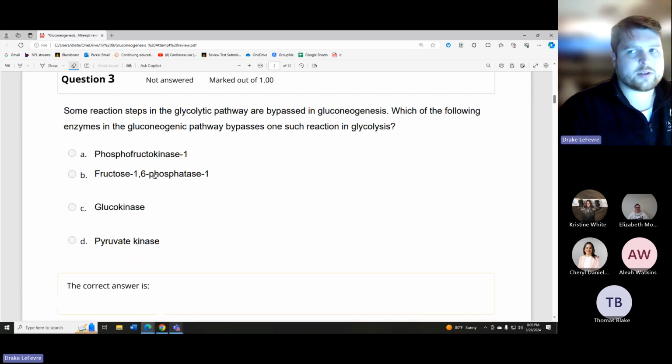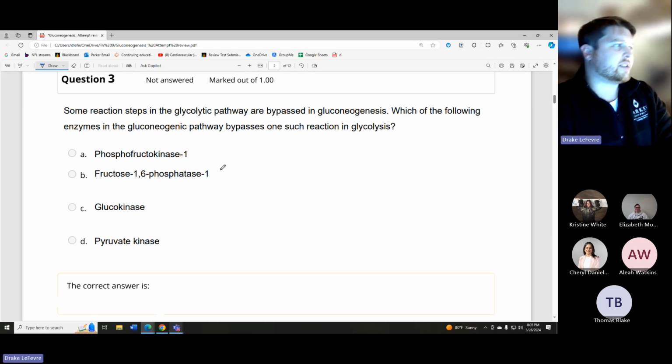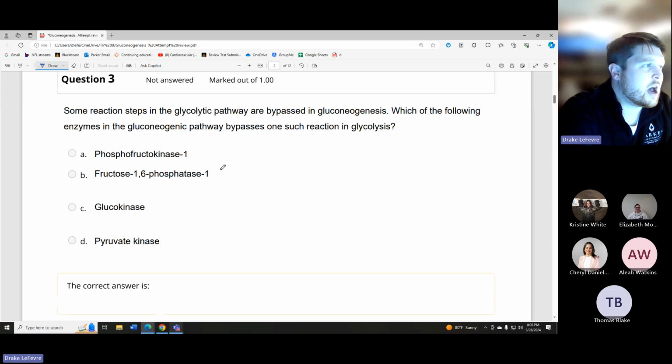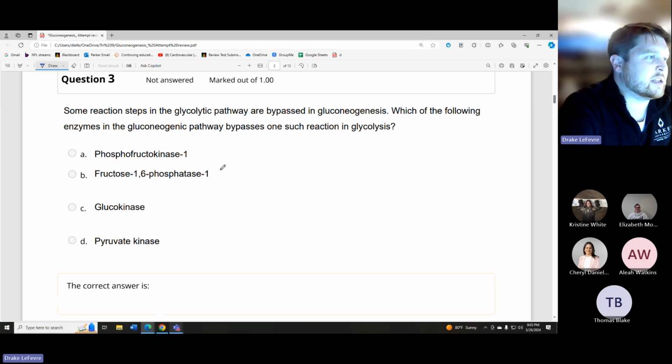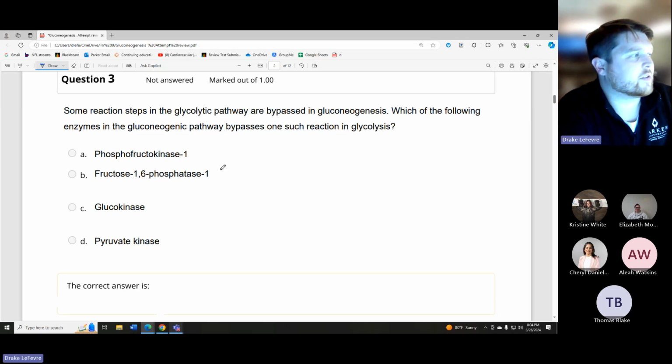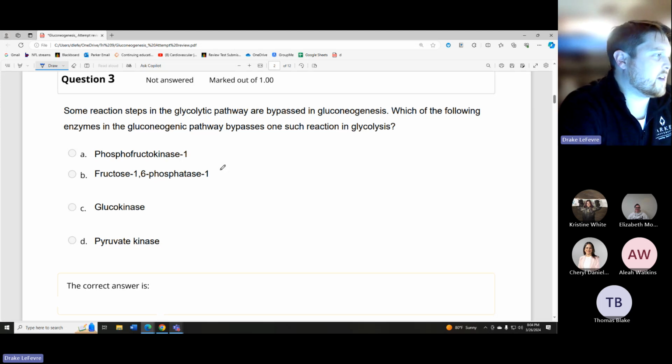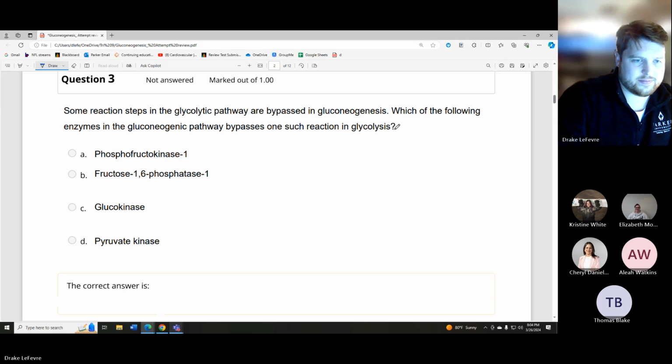And again, if anybody has questions, stop me, jump in, and we can go back. So question 3: some reaction steps in the glycolytic pathway are bypassed in gluconeogenesis. Which of the following enzymes in the gluconeogenic pathway bypasses one such reaction in glycolysis? We have phosphofructokinase 1, fructose 1,6-phosphatase 1, glucokinase, and pyruvate kinase.